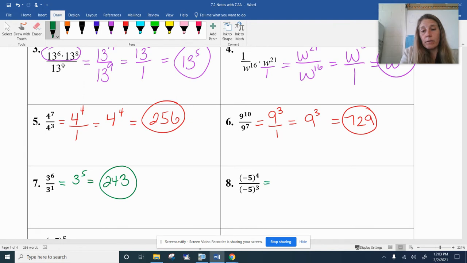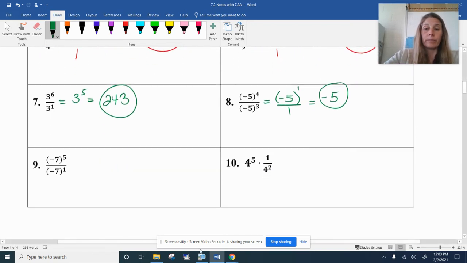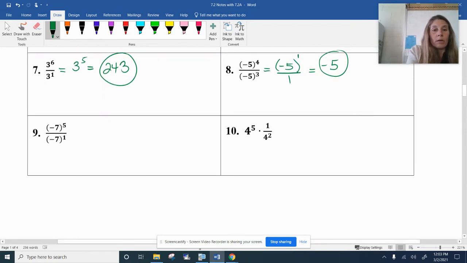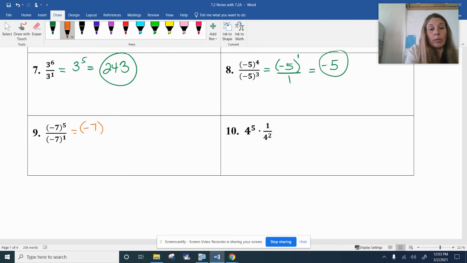Number 8, this will leave us with negative 5 to the 1st power because 4 minus 3 is just 1, and anything to the 1st power is just itself, so that's just negative 5. All right, and then here we have 2 negative 7s for our base. 5 minus 1 is 4.